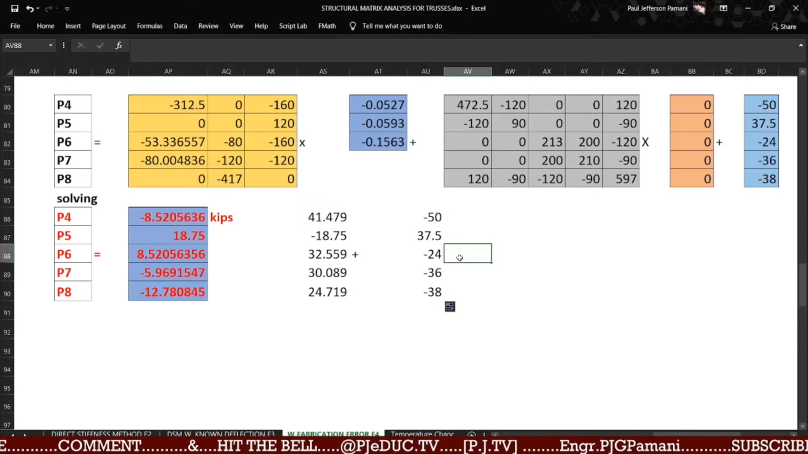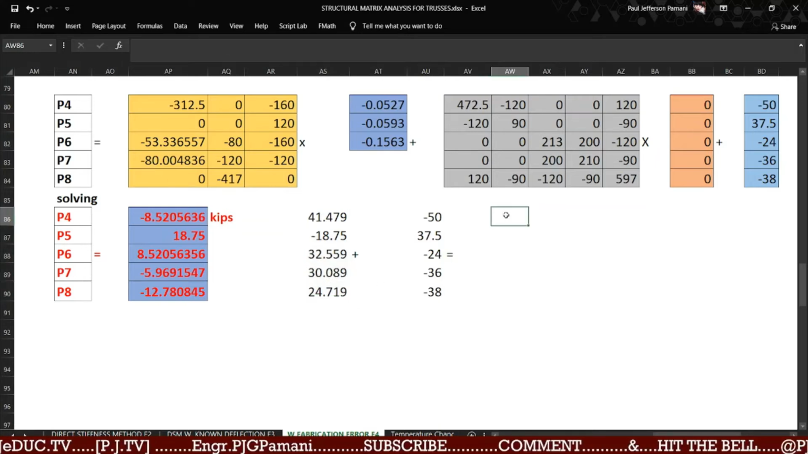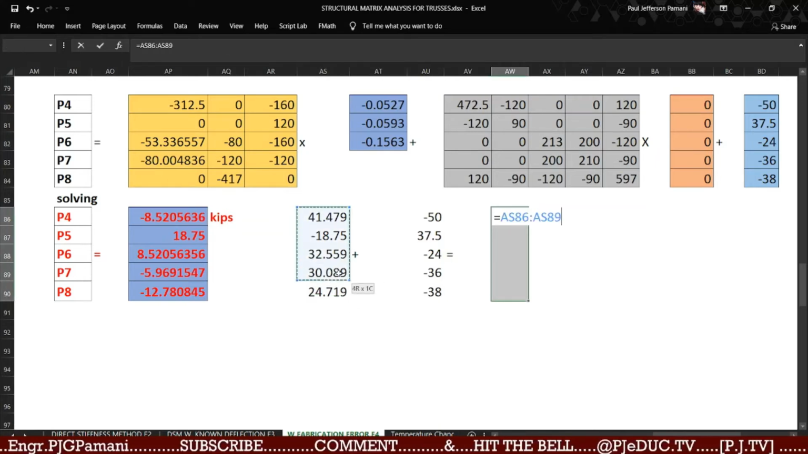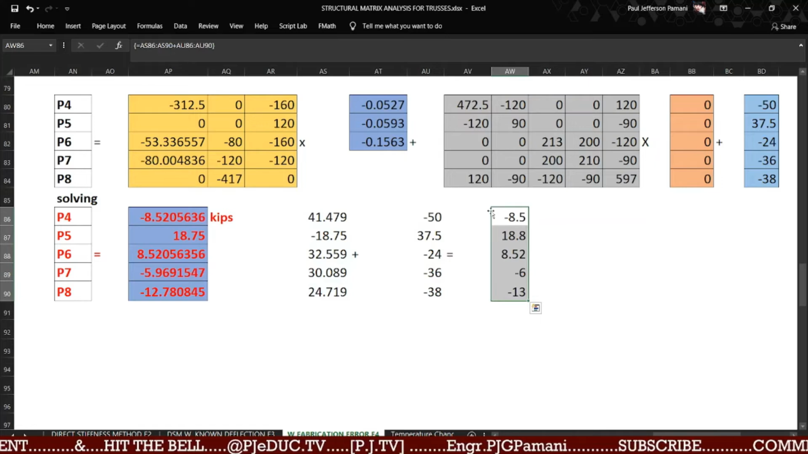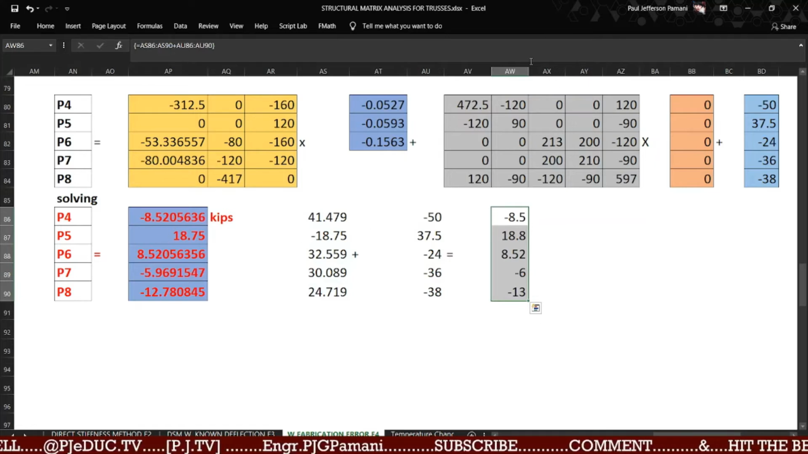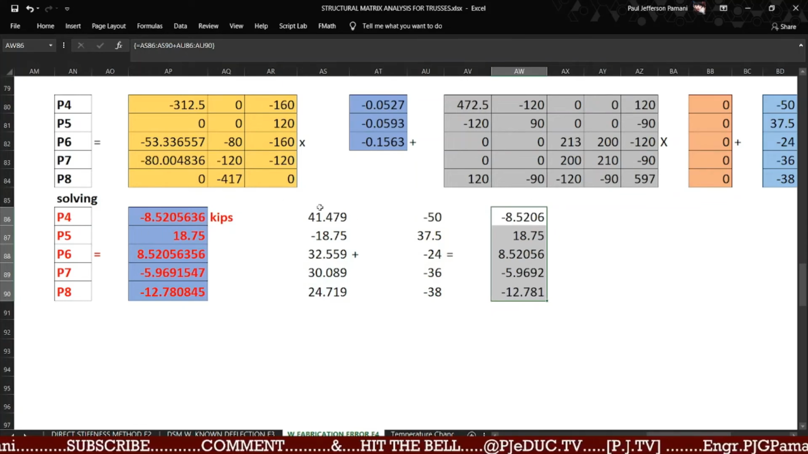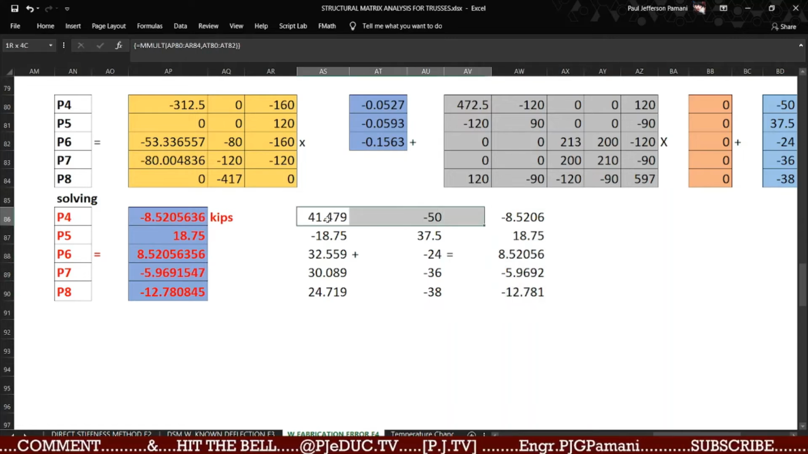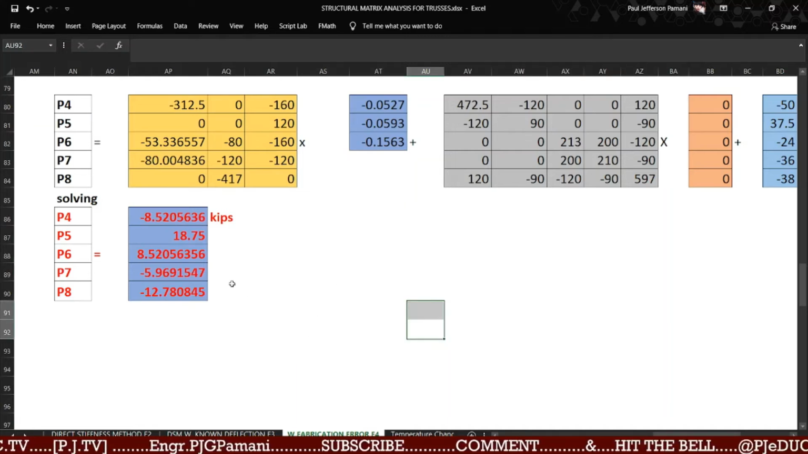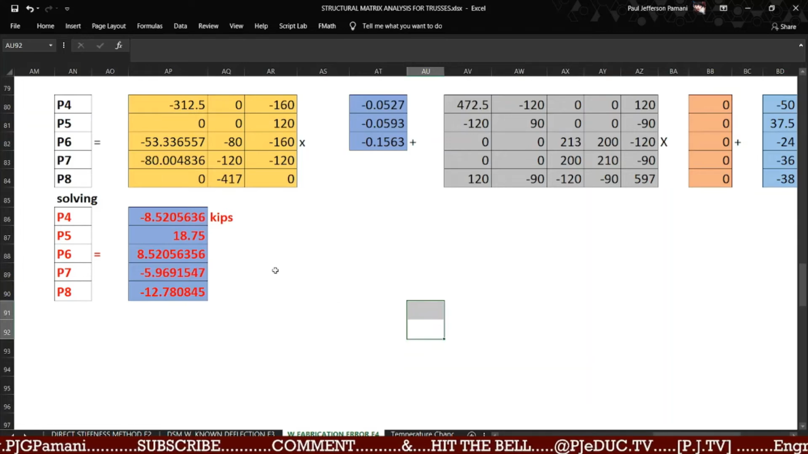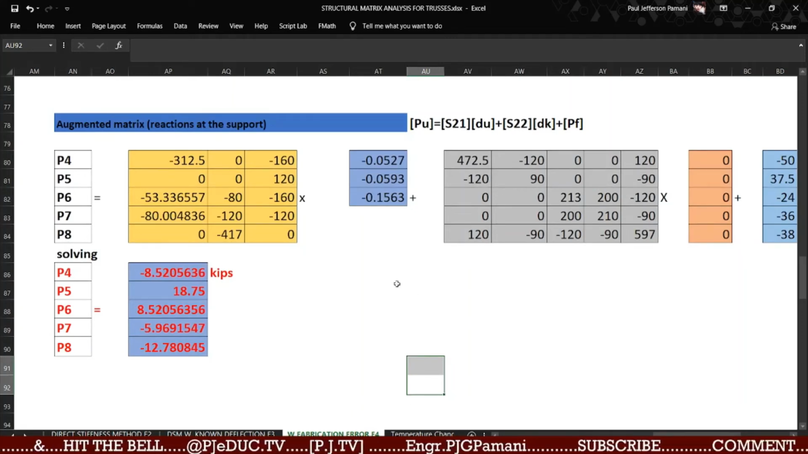Okay. Then, yan. Parehas ba? Parehas yan. So, yan na yung ating reactions at the support, knowing that there is a fabrication error for member 3 and member 4. Nakuha kung paano nakuha yung forces. Yes. Yun naman, basta may ano pa.